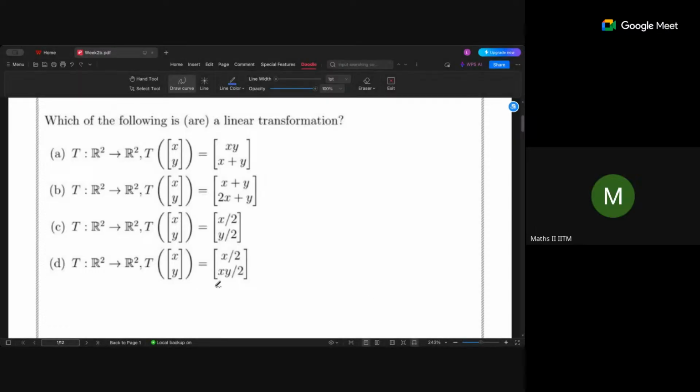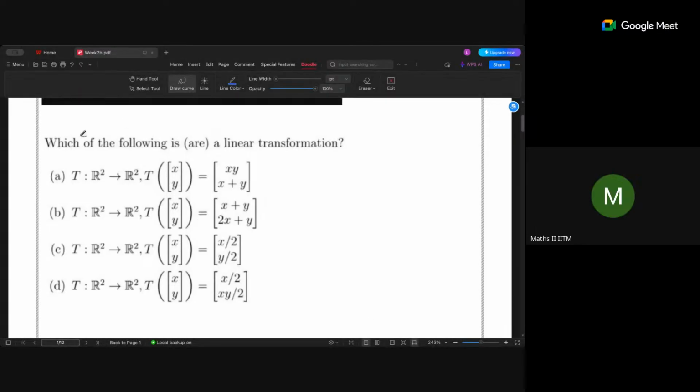So how many of you remember the general form of a linear transformation from R2 to R2? There are some answers except A and D which has XY term. Yeah, very good. Let's see how many of you can recall the general format of T of X comma Y. Can anyone tell me what is the general format? Any linear transformation from R2 to R2 should be of this form: AX plus BY, CX plus DY, right? So this is the general form of a linear transformation.